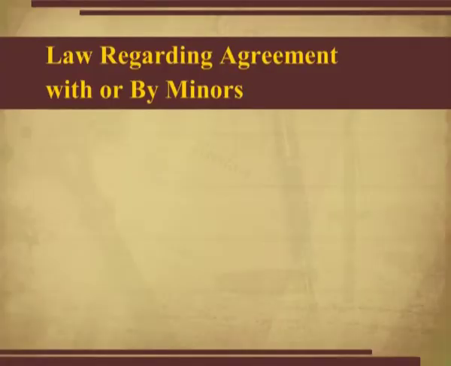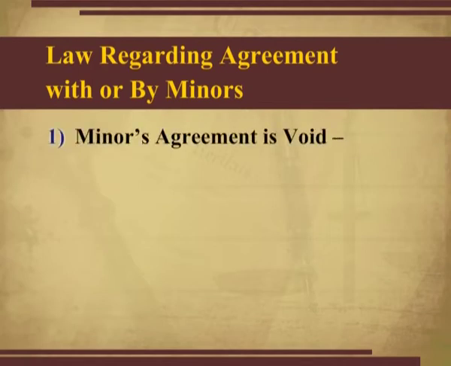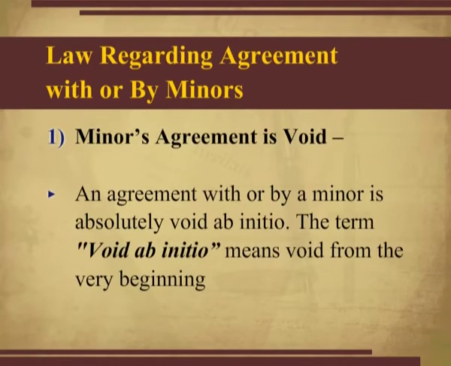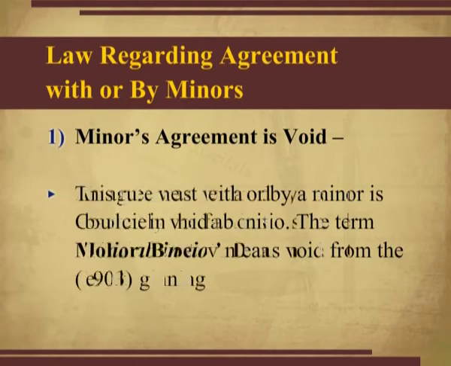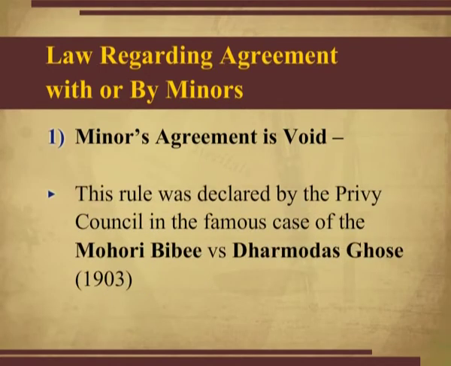There are some rules regarding an agreement with a minor. The law regarding agreement with or by minors may be summarized in these points. First one, a minor's agreement is void. An agreement with or by a minor is absolutely void ab initio. The term void ab initio means void from the very beginning. This rule was declared by the Privy Council in the famous case of Mohori Bibee versus Dharmodas Ghose.